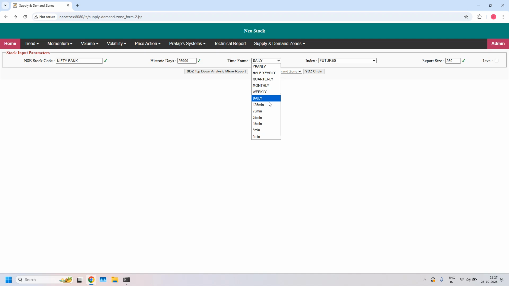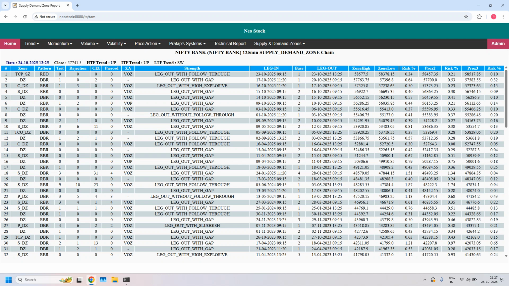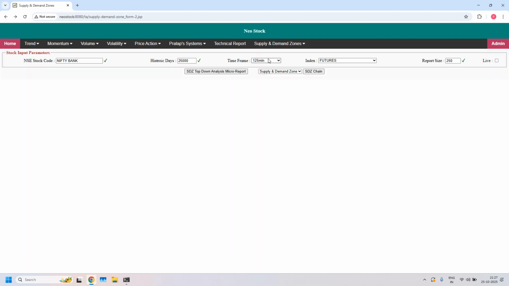Next, generating 125 minutes supply demand zone chain for BANKNIFTY. Next, generating 75 minutes supply demand zone chain for BANKNIFTY.